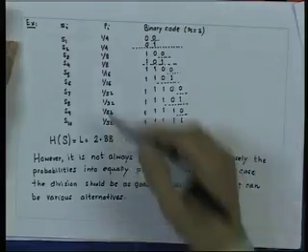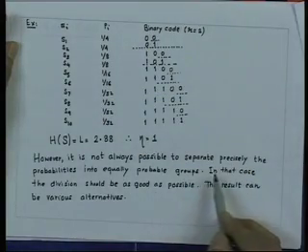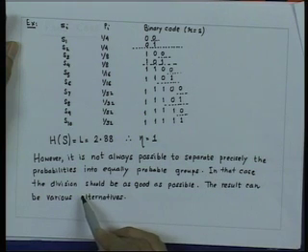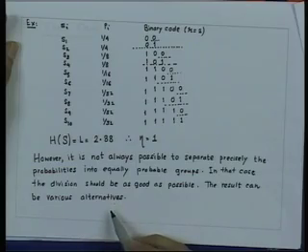Now there are some difficulties when we are carrying out coding using this strategy. The first difficulty is that it is not always possible to separate precisely the probabilities into equally probable groups. It was possible in this case because the probabilities of the symbols were very nicely behaved, but this may not always be possible. In that case the division should be as good as possible. The result can be various alternatives.